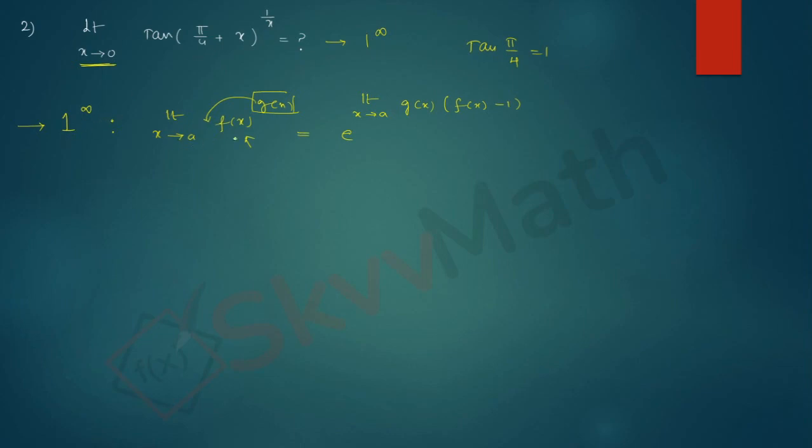Right? So limit x tends to a, f of x to the power of g of x can be written as what? E to the power of limit x tends to a, bring the power function down, g of x, and you subtract 1 from the base function. This f of x is the base. So f of x minus 1. So here you know g of x, what is f of x here? F of x is tan of pi by 4 plus x, and g of x is your 1 by x. So now we solve the problem.